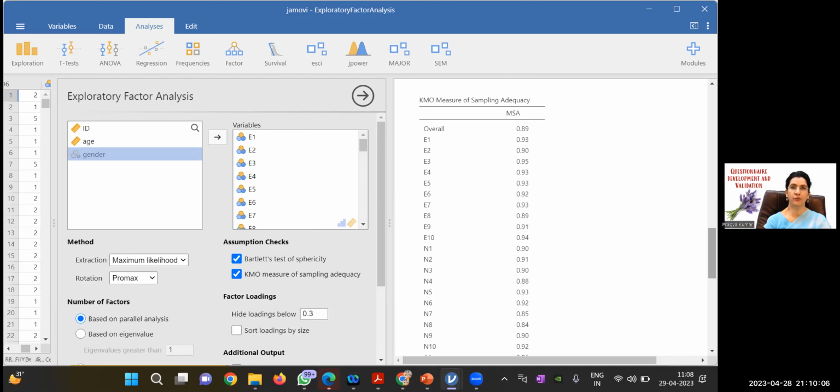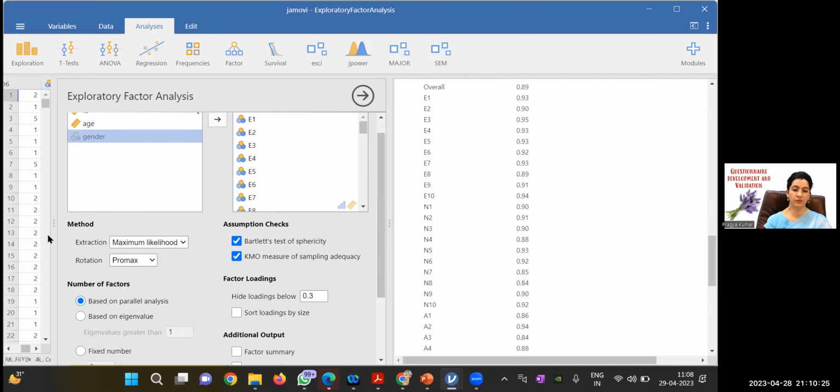And this KMO, what does it say? Okay. Yes, Dr. Nitin has gone one step ahead, writing meritorious. Okay, good. So we have checked for these two assumptions.